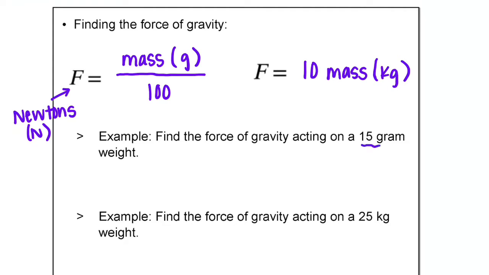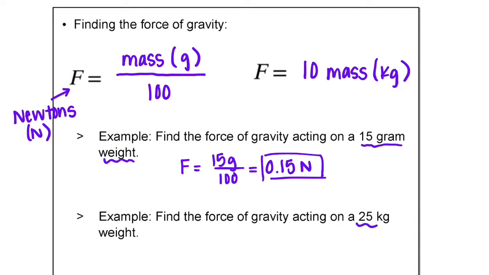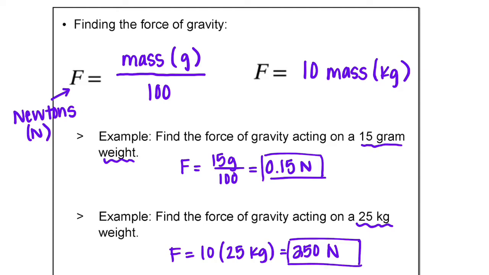So let's say I had a 15-gram weight and I wanted to know what is the force of gravity on that 15-gram weight. To find my force, I take 15 grams, divide it by 100, and that would get me 0.15 newtons. So not too bad. Let's say that I had a weight that was 25 kilograms and I wanted to figure out what the force of gravity was. I would take 10 and multiply it by my weight in kilograms. So 10 times 25 would get me a force of gravity of 250 newtons. So just be prepared, if you have a mass in grams or kilograms, how to find your force of gravity.